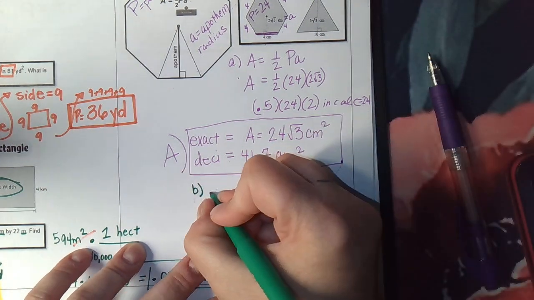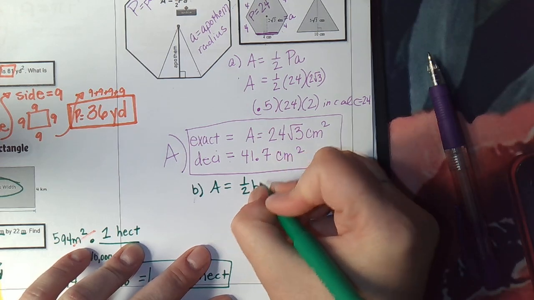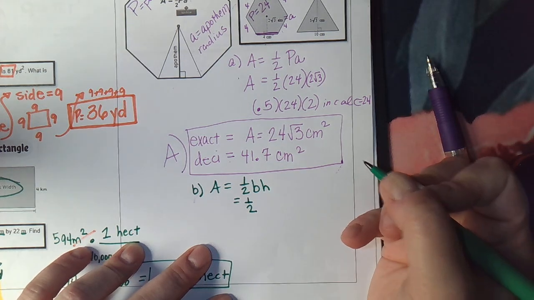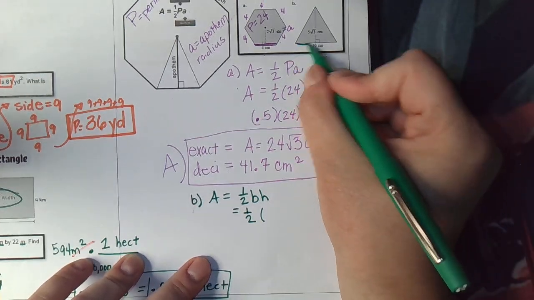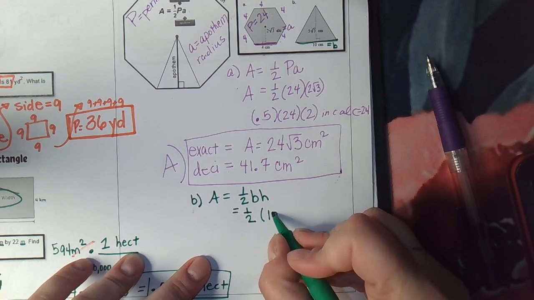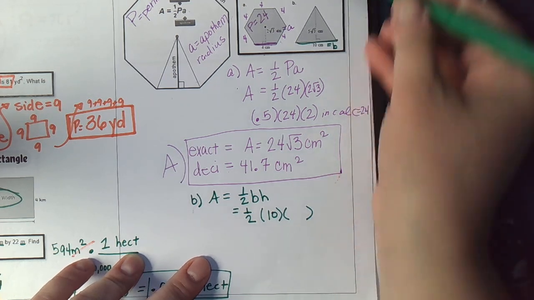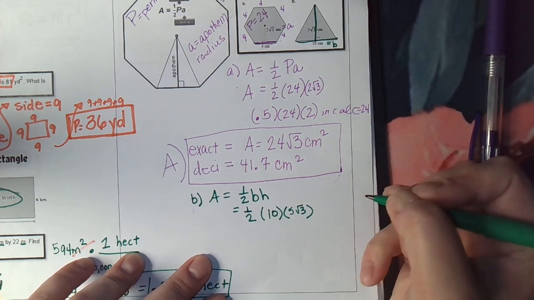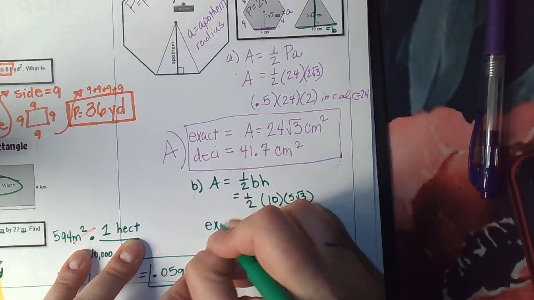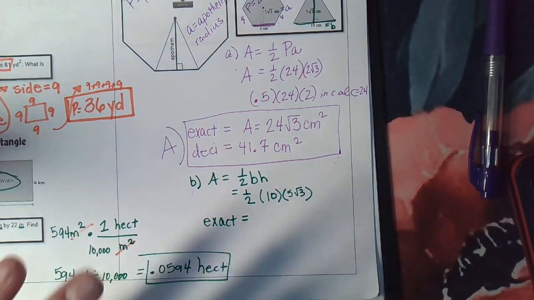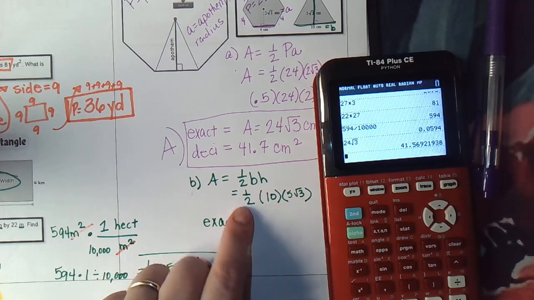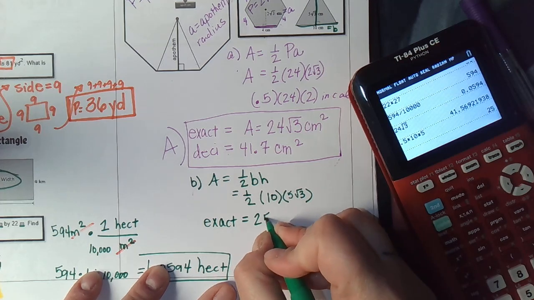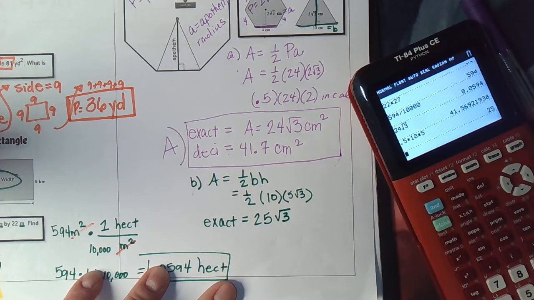Part B is a triangle. We know how to find the area of a triangle. It's 1/2 base times height. So we're going to have 1/2, and the base of this triangle is that 10. The height of this triangle is 5 square root 3. Okay, and then if they want the exact answer, you put the stuff in the calculator that does not have the square root. So like 1/2 is 0.5 times 10 times 5. That makes 25. And then you tack on that square root of 3.